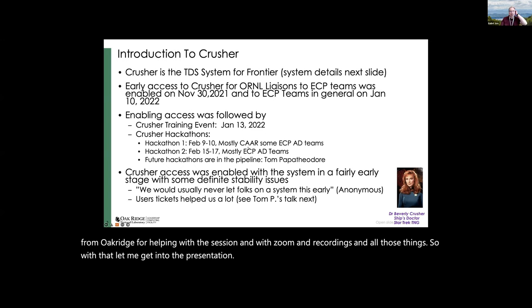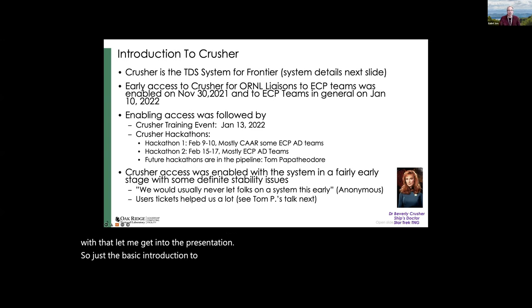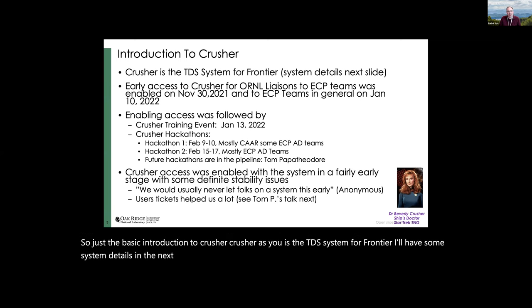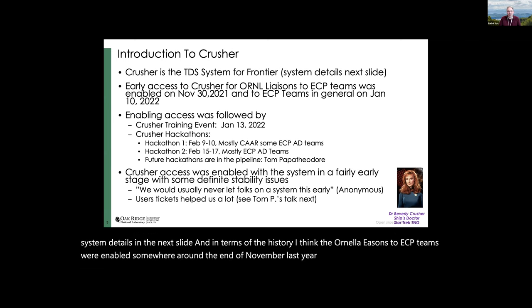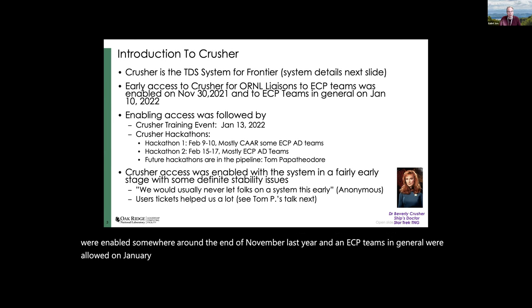Just a basic introduction to Crusher. Crusher, as you all know, is the TDS system for Frontier. I'll have some system details in the next slide. In terms of the history, the ORNL liaisons to ECP teams were enabled somewhere around the end of November last year, and then ECP teams in general were allowed on January the 10th.